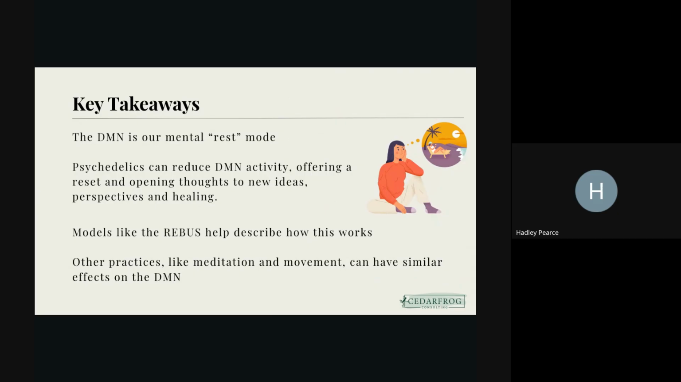The Rebus model in particular helps show us how this works, along with the other models. The state of increased openness and activity allows the brain to be more receptive to new experiences. It may be the key to long-lasting psychological change. Meditation and movement also support the default mode network changes. And the default mode network reminds us that the brain is never totally resting, but may be one of the most promising paths towards emotional healing and self-understanding.